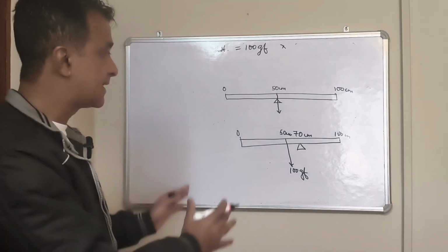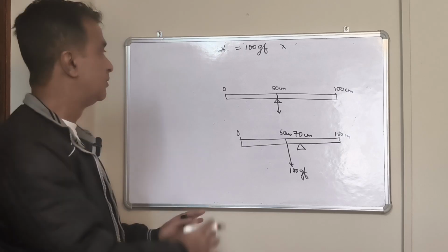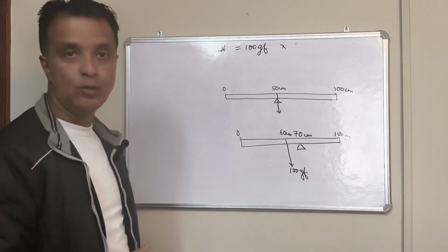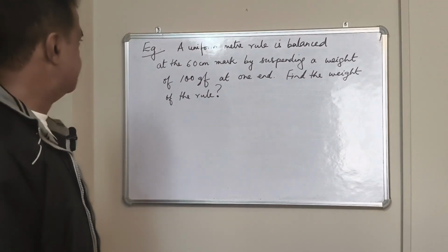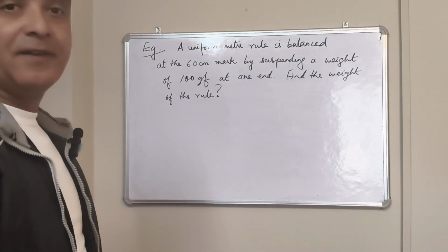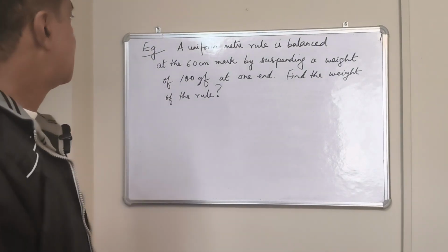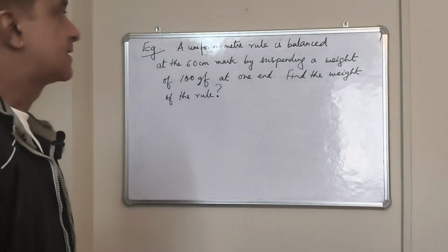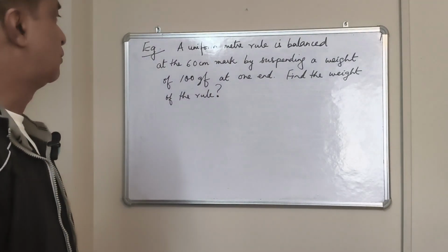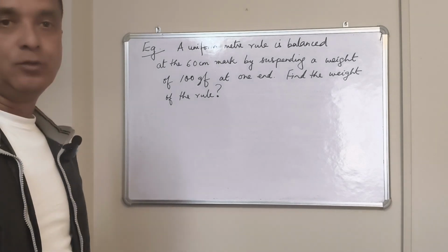And accordingly, you'll put the other things, whatever is provided in the sum, and then solve it. We are going to understand this with a proper example. I'm going to put up a sum and show you the actual working, how we use this. Now, the sum that I put up here is: a uniform meter rule is balanced at the 60 centimeter mark by suspending a weight of 100 GF at one end. Find the weight of the rule.